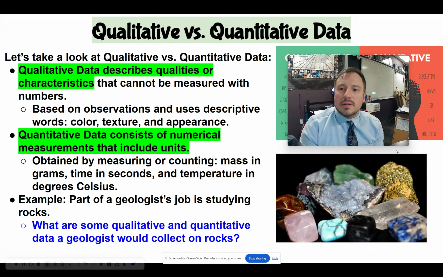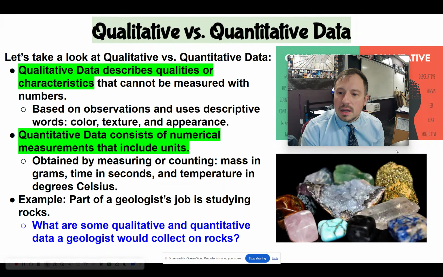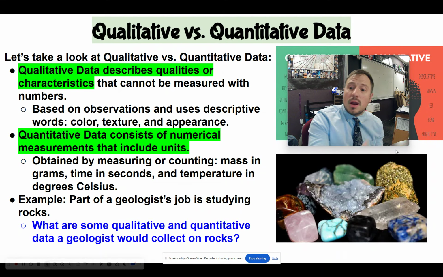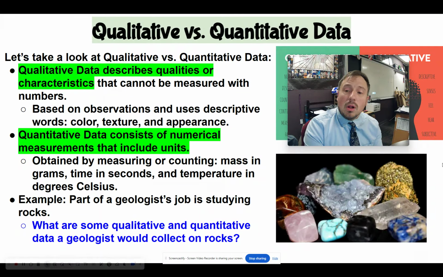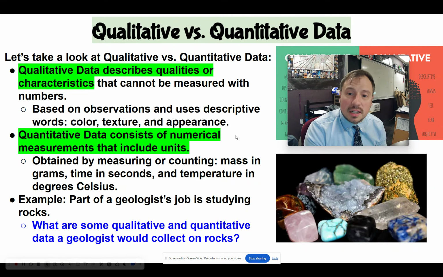Well, that would give you the weight. That is quantitative data, a number and a unit. Temperature, that's a number and a unit. Volume, right? A number and a unit. Density, right? These are quantitative data.